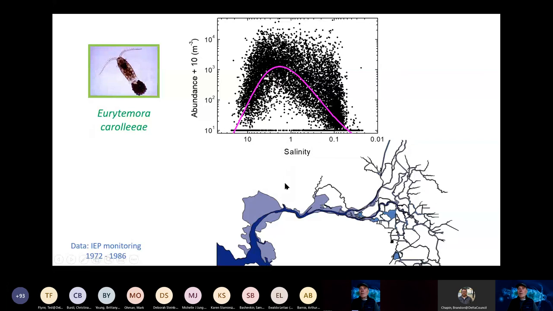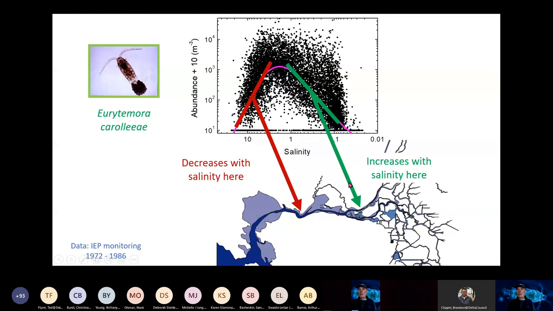So if you were sitting at a point and observing this organism, as flow changed, you'd see salinity going up or down. Say its flow decreases during the late spring. You would see that at this point, as salinity increased, the abundance would decrease. And I've reversed the axis here to make it fit the estuary. So you'd say, well, this organism doesn't like salty water. However, if you were up here, you would see the opposite. It increases with salinity. So it does like salty water.